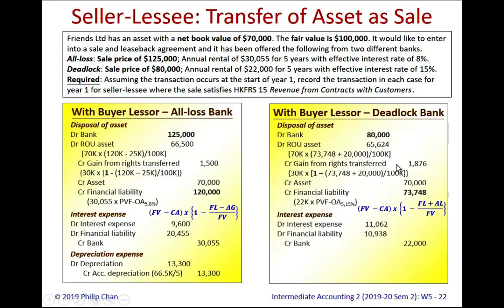We have interest expense, and then we credit bank 22,000, and we also depreciate our ROU asset over 5 years. So each year 13,125. Not that difficult, right? I hope you understand. Now, if you still don't get it, let's have one more.